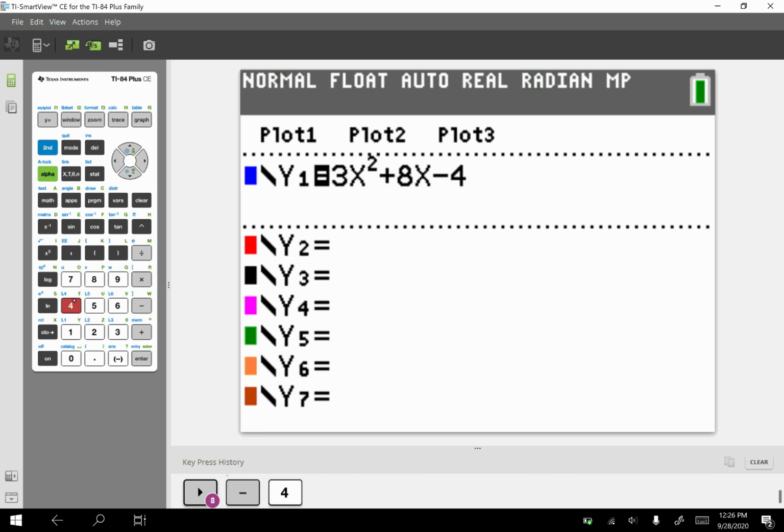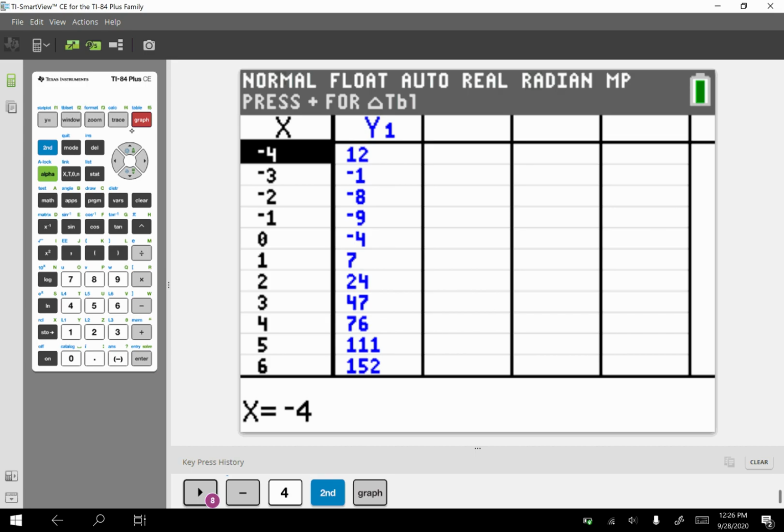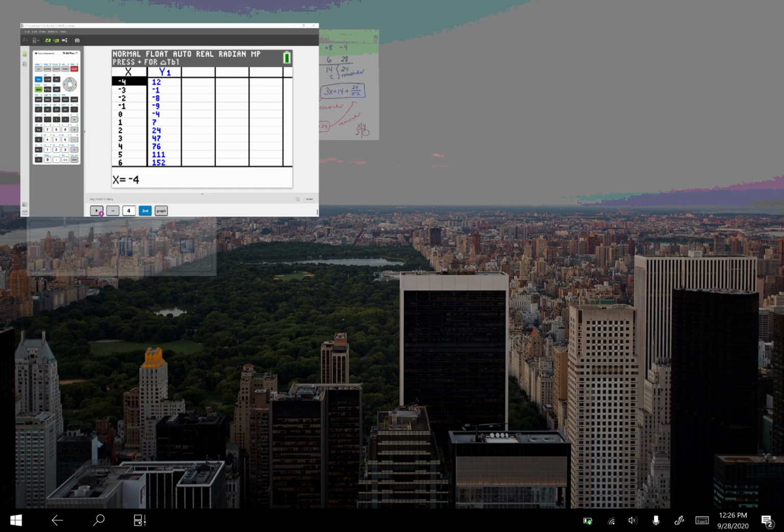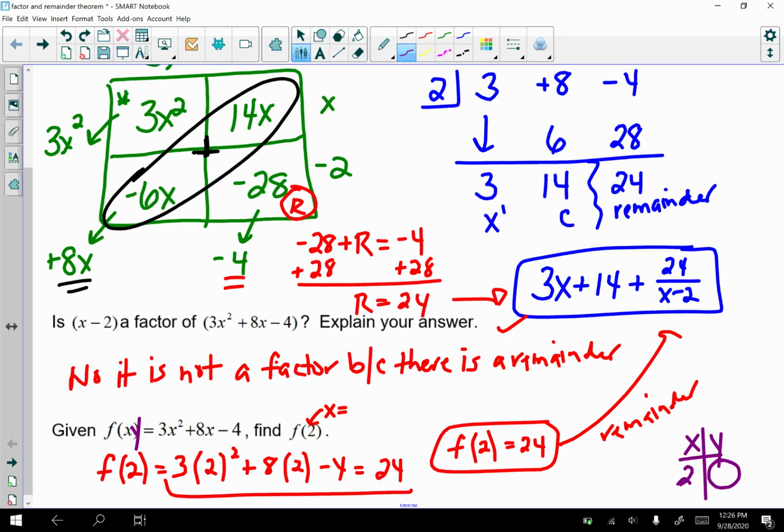Minus 4. Go to my table. And at 2, right here, my remainder is 24. So that's another option for you as well. So let's go back and take a look at what our factor and remainder theorem actually say.